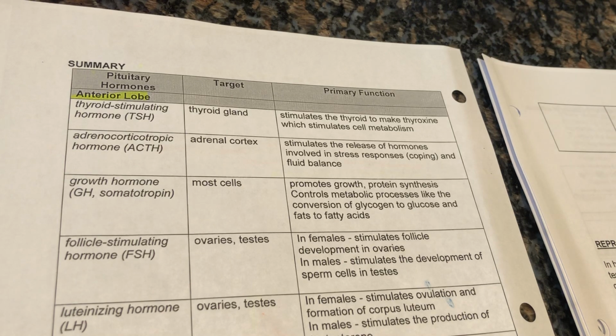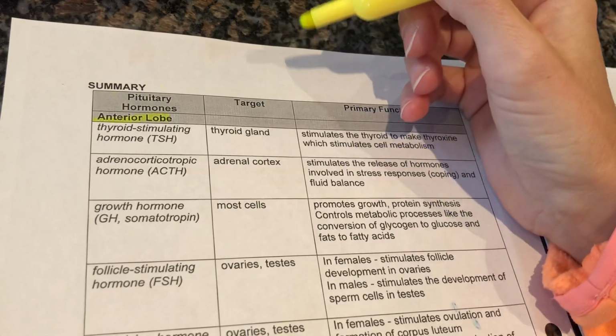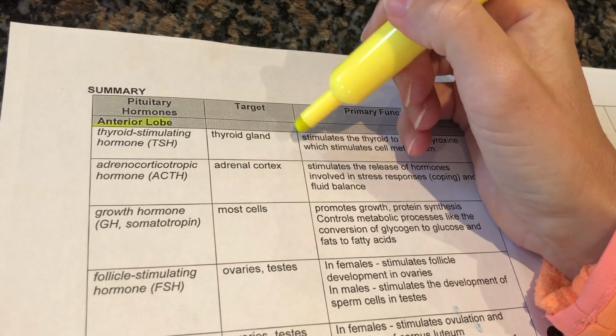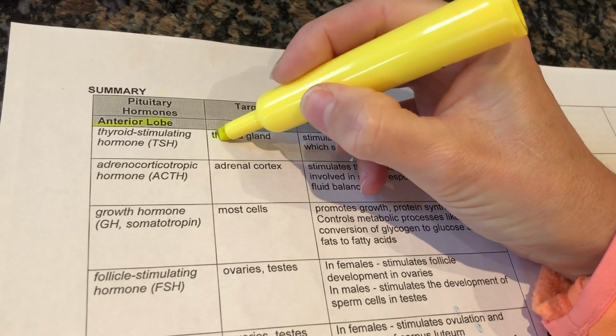Okay, here we are picking up now with the pituitary glands and pituitary hormones. Okay, thyroid stimulating hormone. So if you see thyroid stimulating hormone, you have to think, okay, what does it stimulate? It stimulates the thyroid gland.